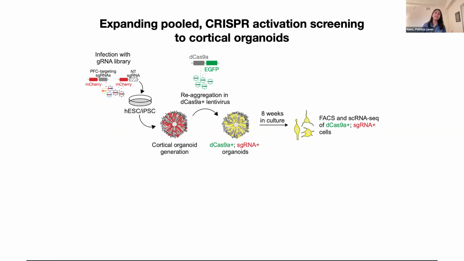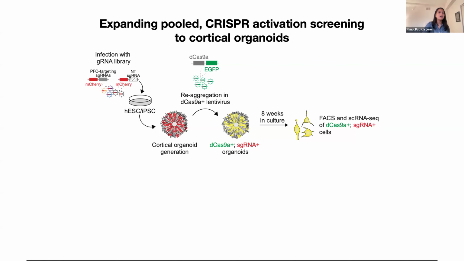So I took the same guide RNA library, I put it into stem cells, I made the stem cells into organoids, and then using that same reaggregation and infection approach I showed you earlier for the meta-atlas paper, I put dCas9 into these organoids and grew them up, and then profiled what happened to these perturbed cells.